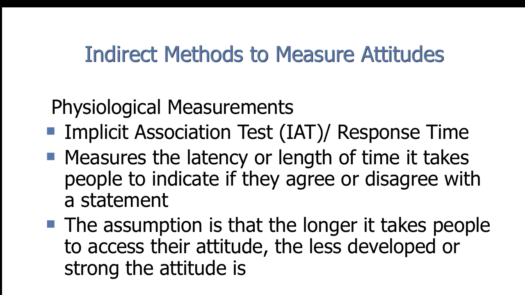In that physiological measurement of response time, the implicit association test is used. It measures the latency or length of time it takes people to indicate if they agree or disagree with a statement. The assumption is that the longer it takes people to access their attitude, the less developed or strong the attitude is.